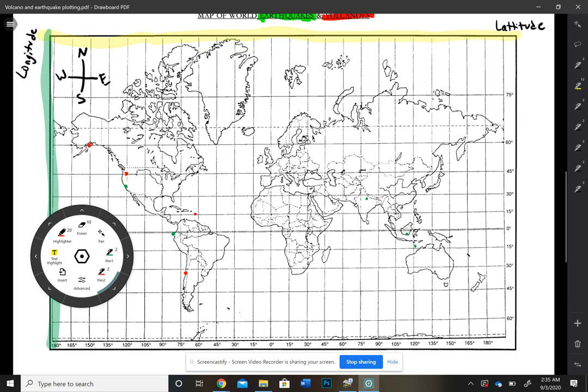And last of the 5 for volcanoes, 20 north, 105 west. 20 north, 105 west. Alright, it's right there in Mexico. Okay. Now I can do the next 5.